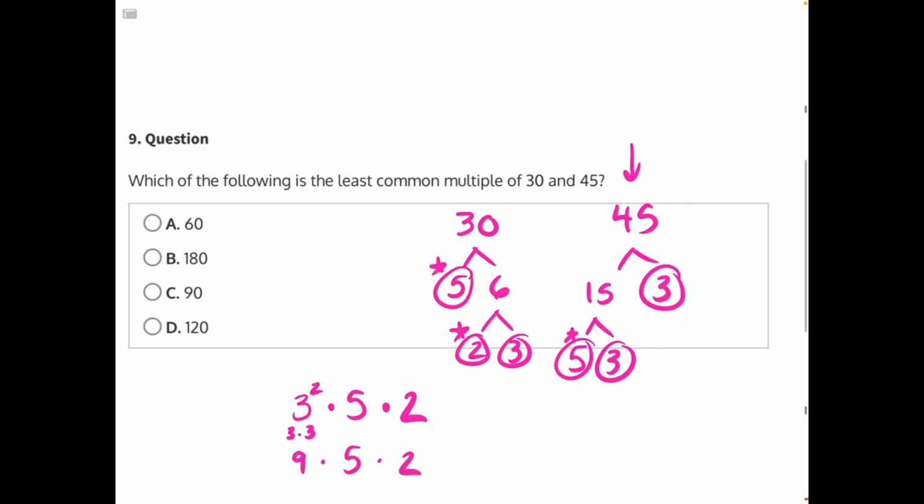Let's start with 5 times 2 gives us 10, so 9 times 10 will equal 90, making C our correct answer.